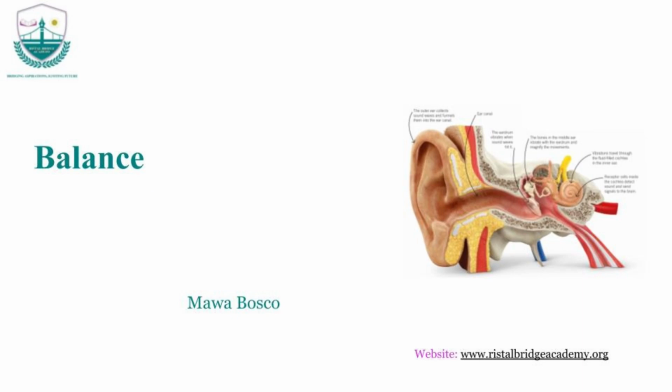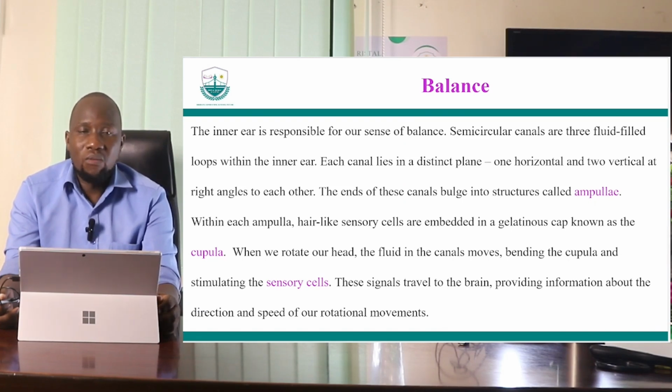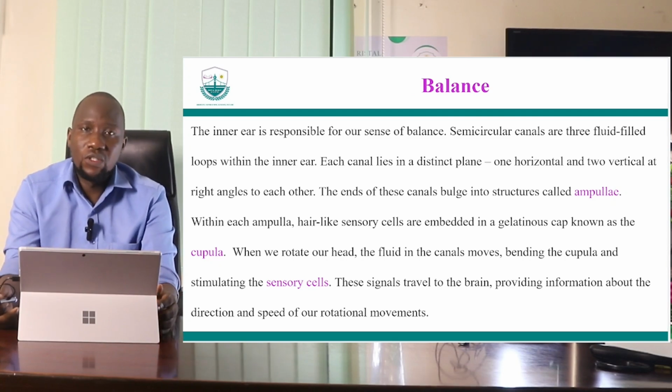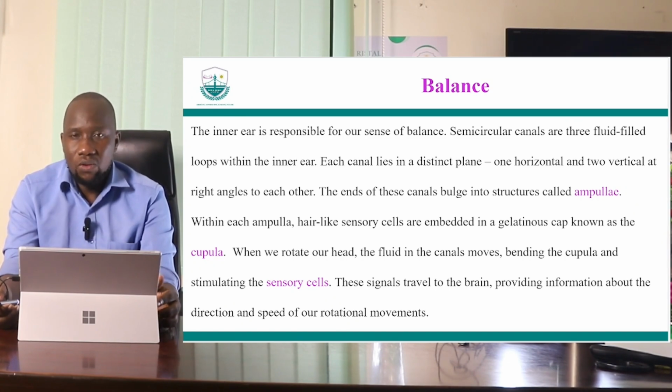Okay, so that's the process of hearing. Now let's look at the process of balancing. When we talk about balancing, we are basically referring to the brain knowing the position of your head. When you shake your head, when you tilt your head, the brain should be aware of your position, okay, for ensuring stability and things like that. That is what we call balancing.